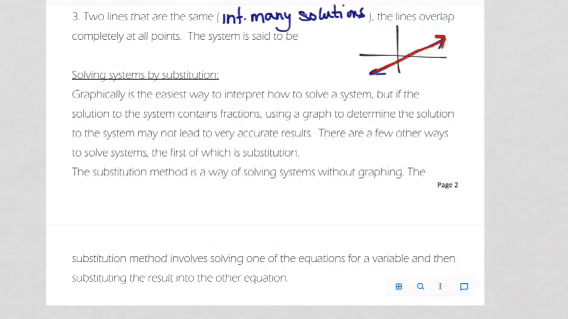The lines overlap completely in all points. This system is said to be dependent.